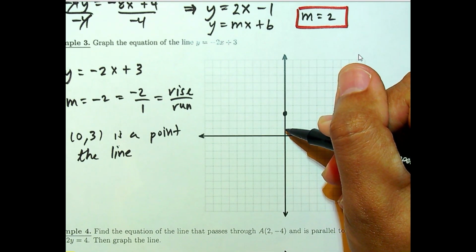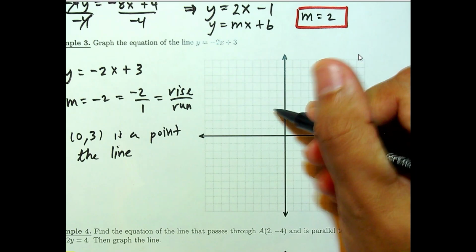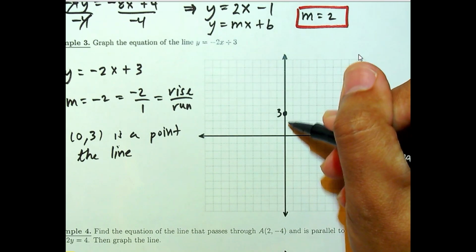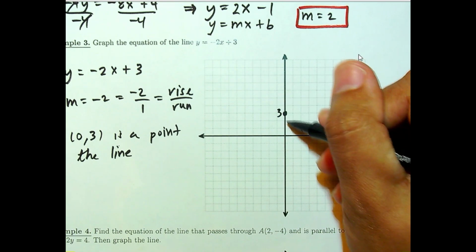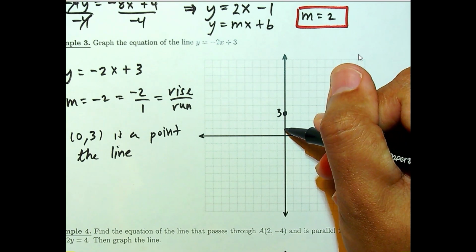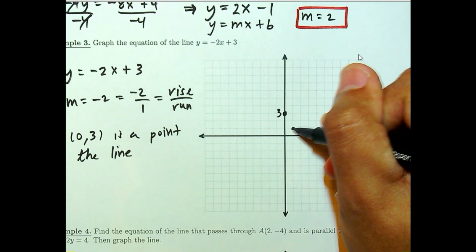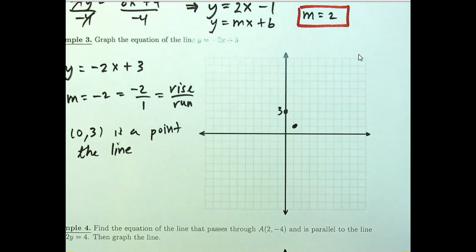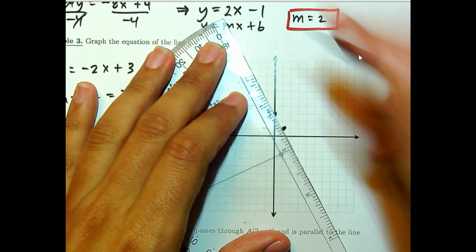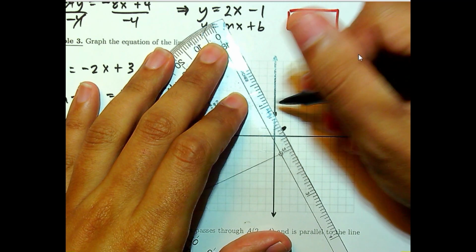So we would be right here. This is 3, by the way. That's 3. So we'll be right here at 1. And then we have to run 1 over to the right. So 1, 2, down, 1 to the right. So this is another point of the line. And once you have 2 points on the line, you can connect them. And that's the end of the story. That is the graph of the line.